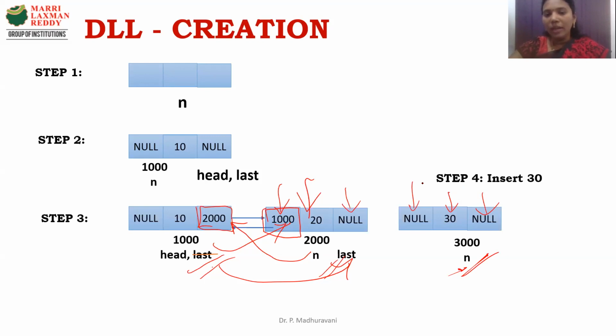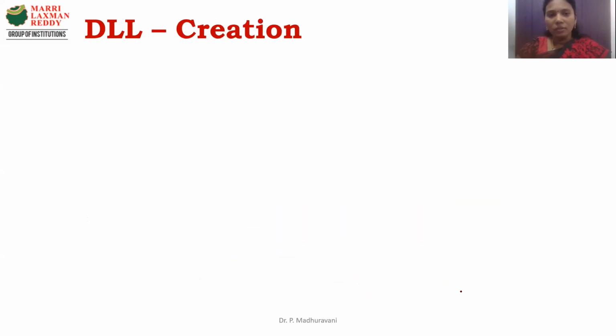Now make links between last and n as last arrow next. So this should hold the address of the next node, that is 3000, and this position should store the address of the previous node, that is 2000. Like this. And then move the last pointer to the newly created node, that is last equal to n. This is the procedure to create the doubly linked list.